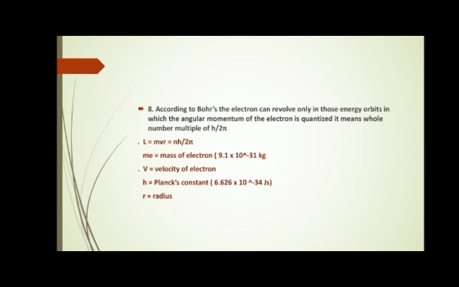9.1 multiplied by 10 to the power minus 31 kg. v is the velocity of the electron, h is Planck's constant and r is the radius. And what is L representing here? It is representing the angular momentum of the electron.